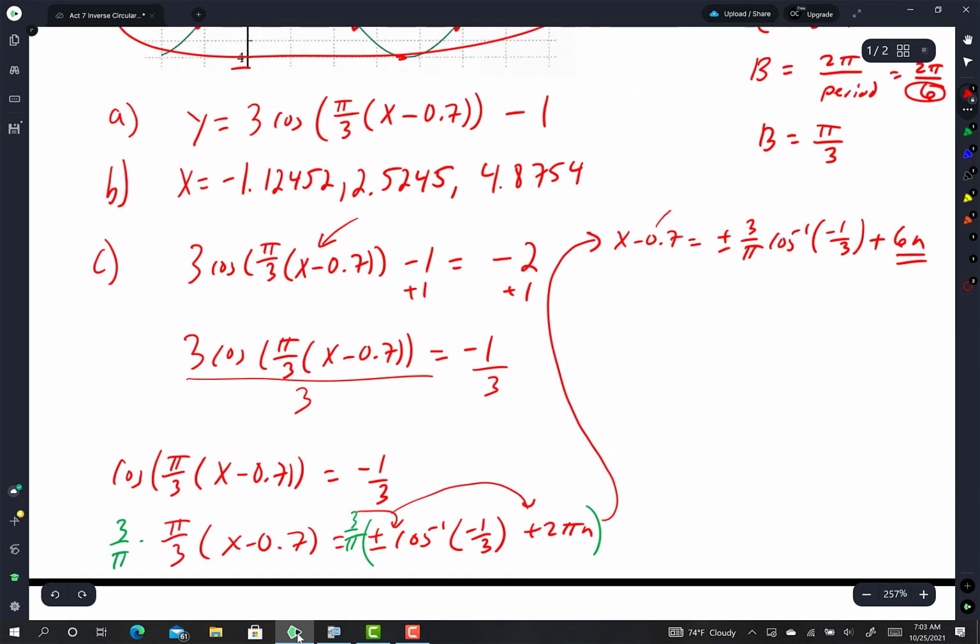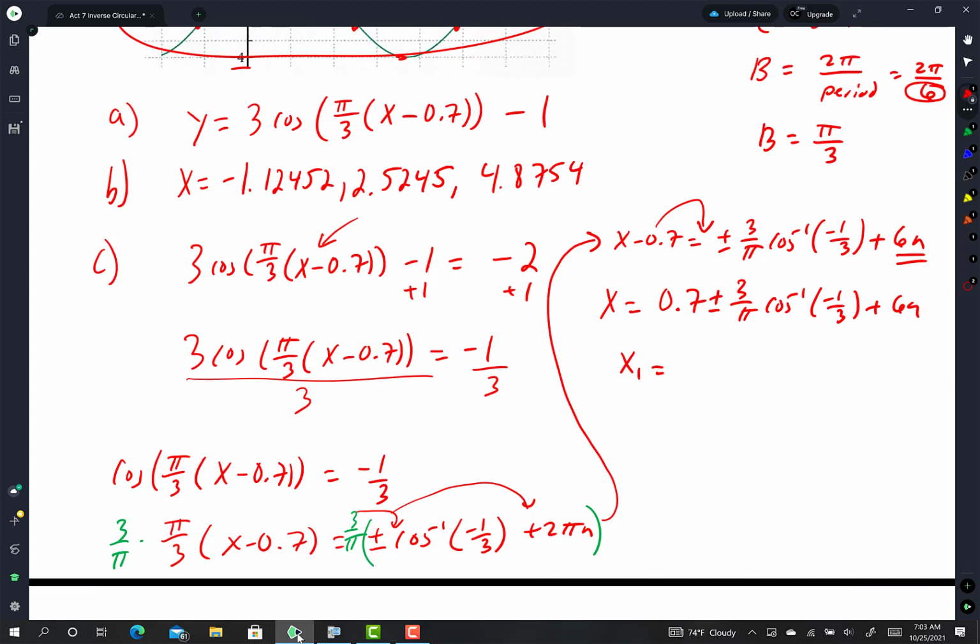And then finally, just move that 0.7 over. x equals 0.7 plus or minus 3 over pi arc cosine of negative 1/3 plus 6n. And then show me x1 and x2. So show me that 0.7 plus 3 over pi arc cosine of negative 1/3. It's going to be one of these, and then minus is going to be the other one. So let's do the plus one first: 0.7 plus 3 over pi arc cosine of negative 1/3, and then plus 6n here.